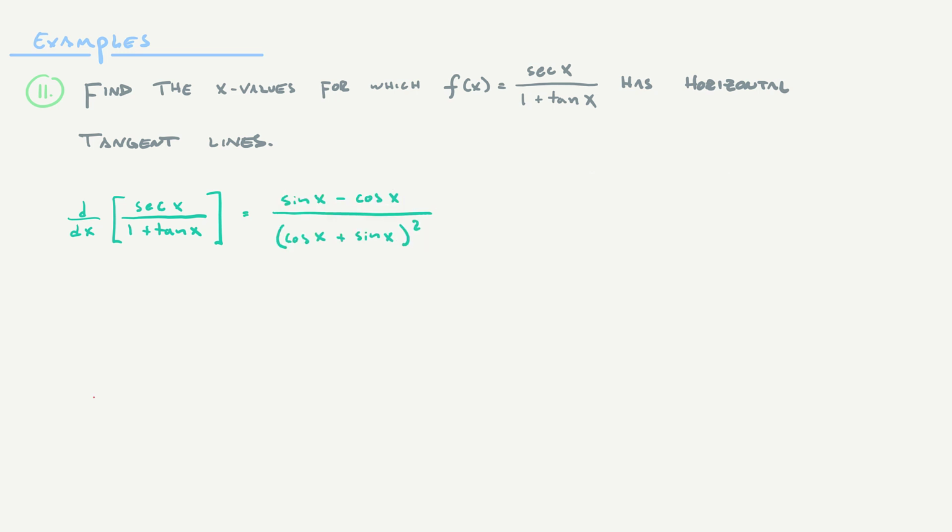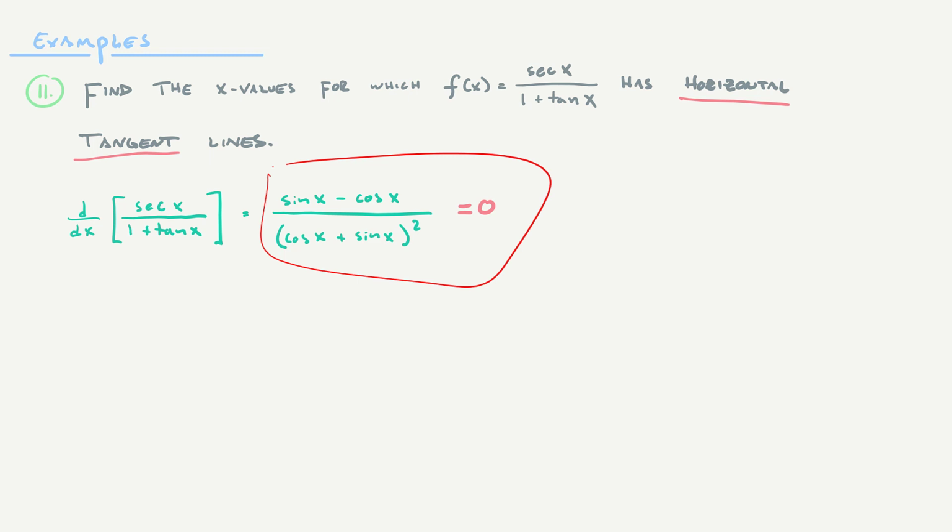Now, when you're trying to figure out where something has horizontal tangent lines, you just need to figure out when your derivative is 0, because that's when you're going to have a slope of 0. That's what creates a horizontal tangent. But you'll notice that this is kind of like a rational-ish looking function.